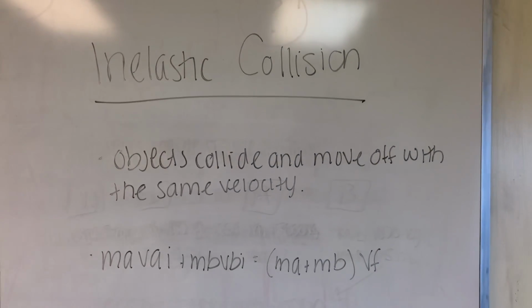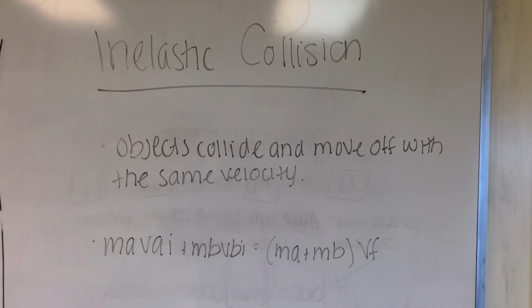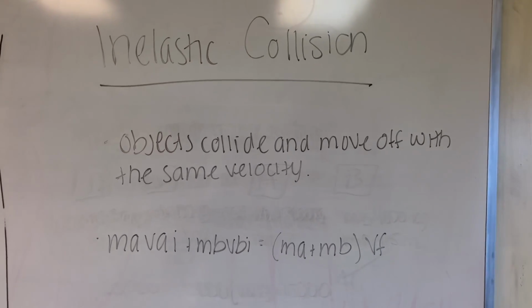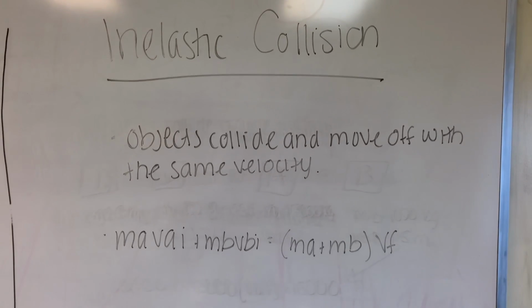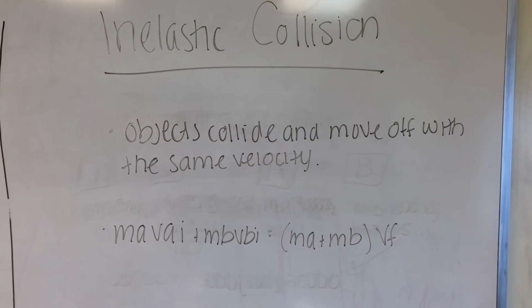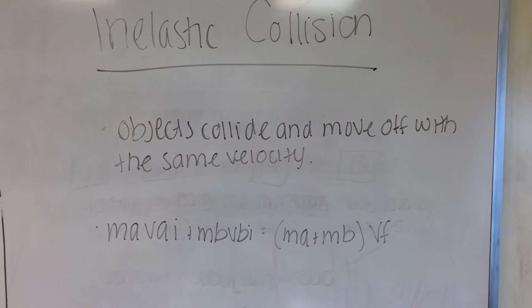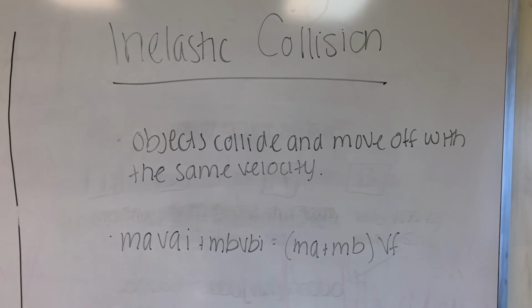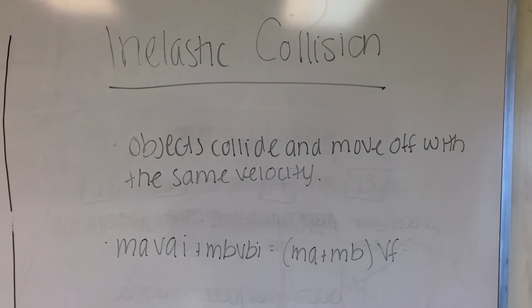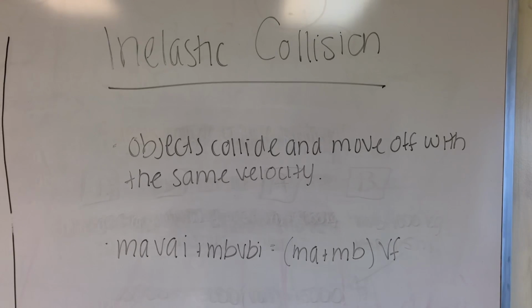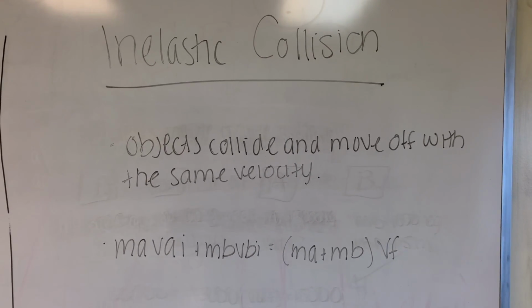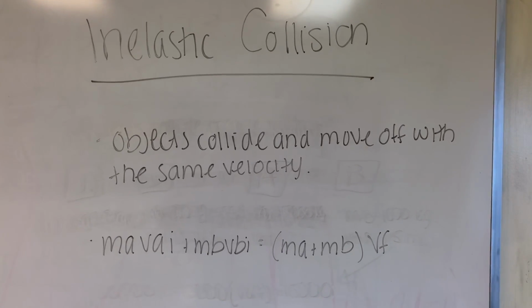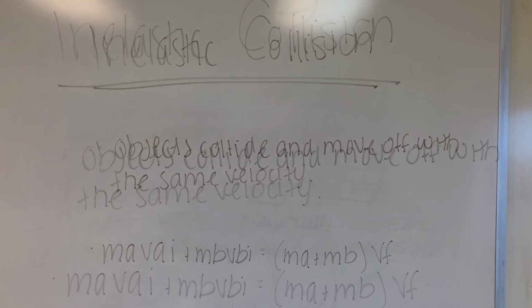Our last topic is inelastic collision. Inelastic collision is when objects collide and move off with the same velocity. The equation we use is mA vAi plus mB vBi equals mA plus mB times vf. This means the mass of object A times its initial velocity plus the mass of object B times its initial velocity equals the mass of object A plus the mass of object B times the final velocity.